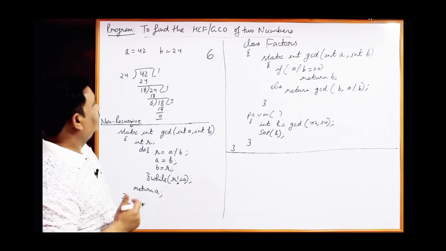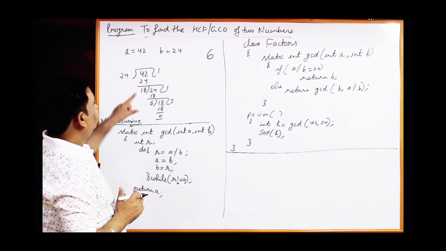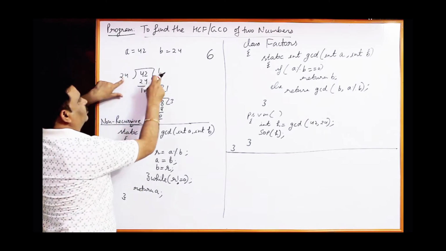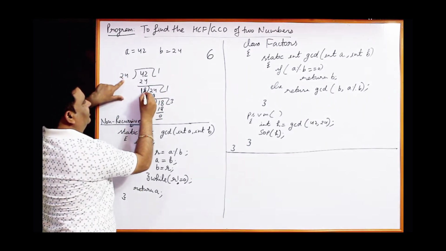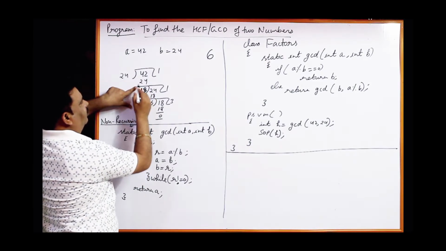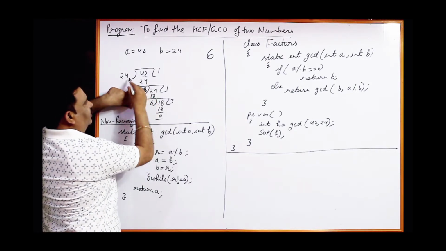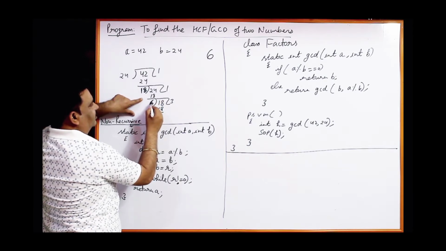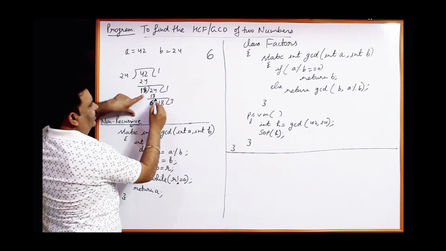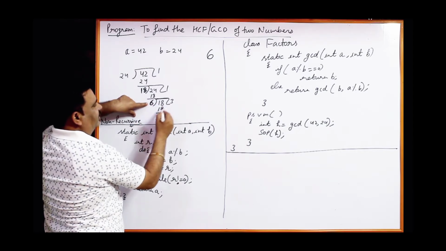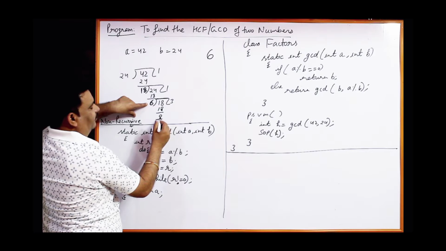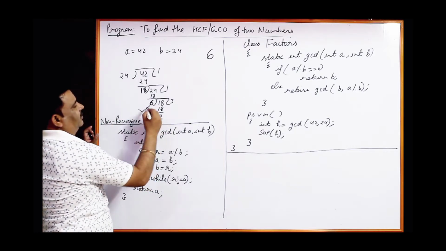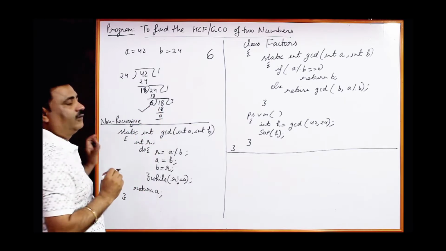Mathematically you can calculate it. But there is one method: 42 divided by 24, 24 once is 24, remainder is 18. Now divide 24 by 18, 18 once is 18, remainder is 6. Now divide 18 by 6, 6 times 3 is 18, remainder is 0. Finally the remainder is 0, so the last divisor is the HCF. So here 6 is the HCF or GCD.